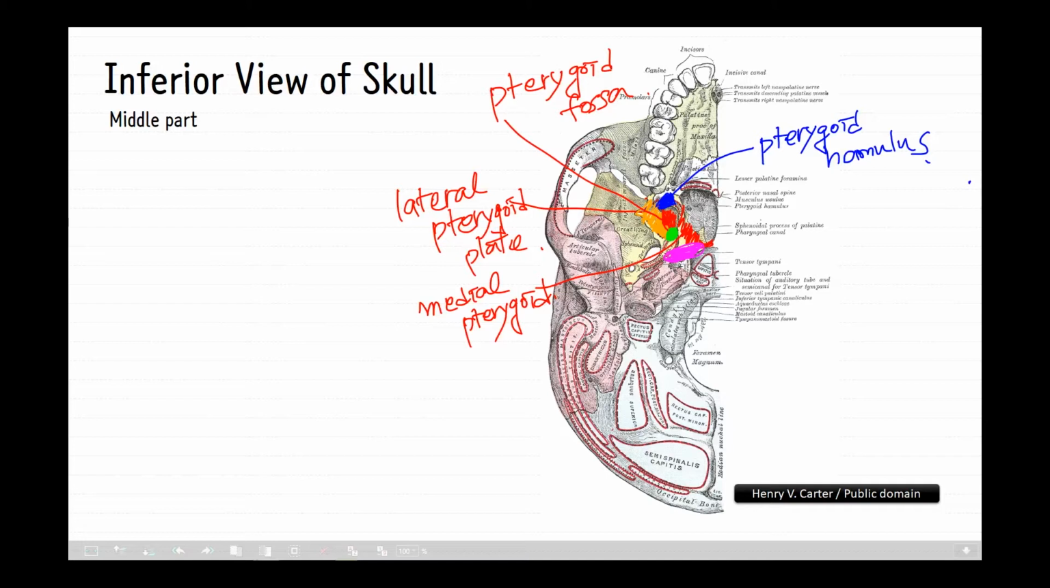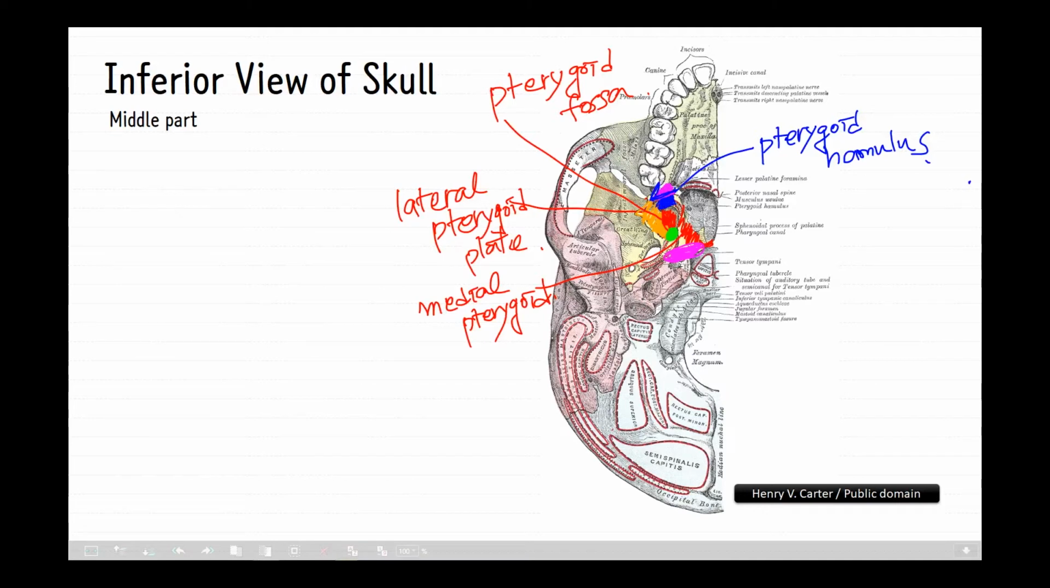Finally, the pterygoid notch. The pterygoid notch is a notch on the inferior portion of the pterygoid process of the sphenoid bone between the medial and lateral pterygoid plates into which the pyramidal process of the palatine bone fits. This pink colored triangle is the pyramidal process of the palatine bone, and this V-shaped notch is the pterygoid notch.